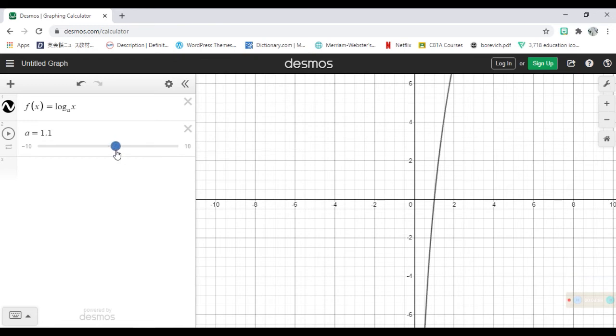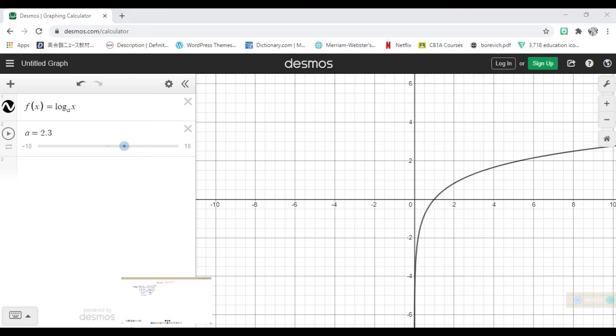So let's place here 1.4. So this is a value that is greater than 1. So this is how your graph will look like. So if you will take notice, it doesn't have any value in the negative x-axis. So we have another restriction for the domain. And that is your value of x should not be less than 0.